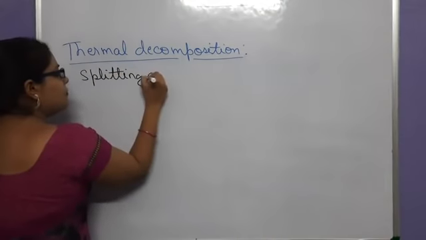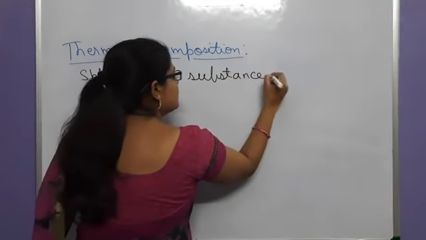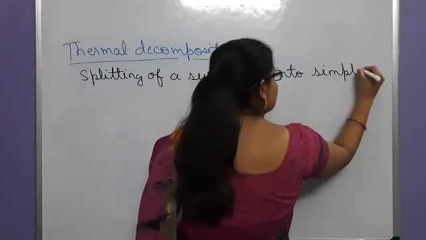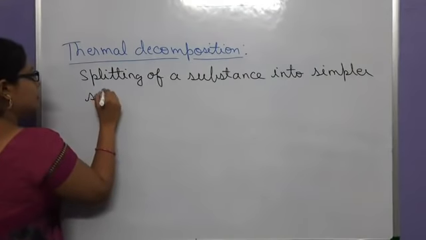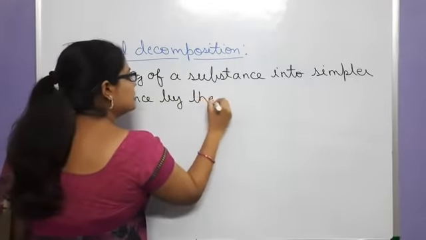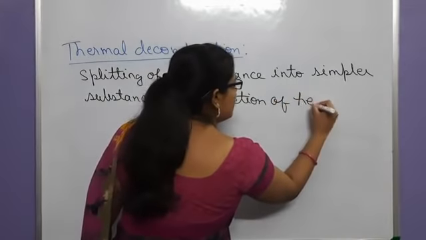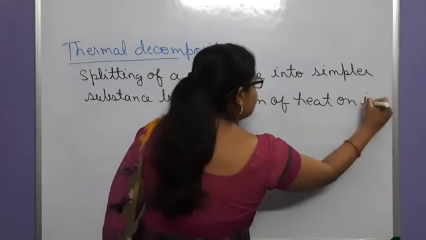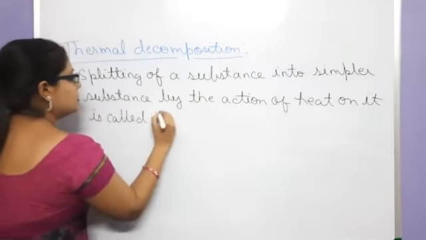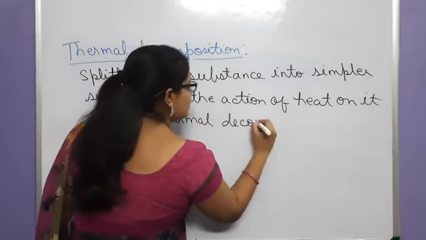So you can write: splitting of a substance into simpler substances by the action of heat on it is called thermal decomposition.